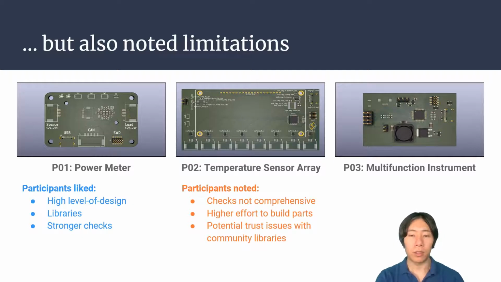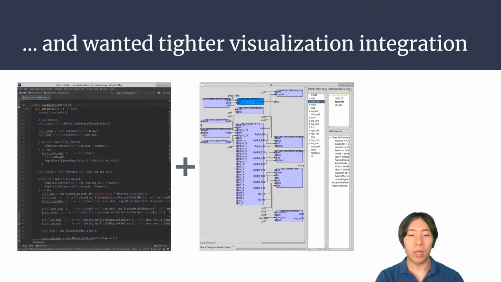In the larger picture, trust and quality may be issues with using community libraries. Most notably, all participants asked for tighter visualization integration for working with HDL. Beyond simply a more familiar representation, this could also highlight structures not obvious in the HDL, like unconnected pins.